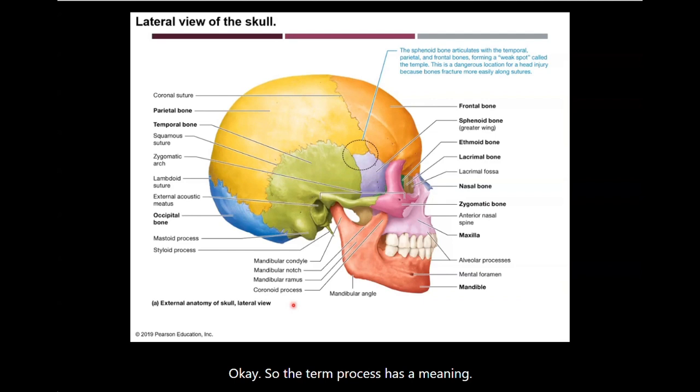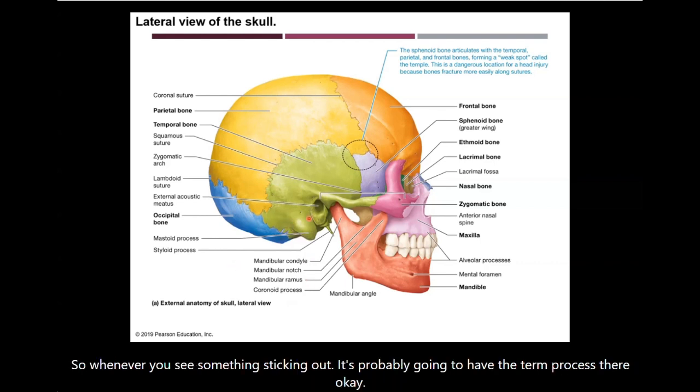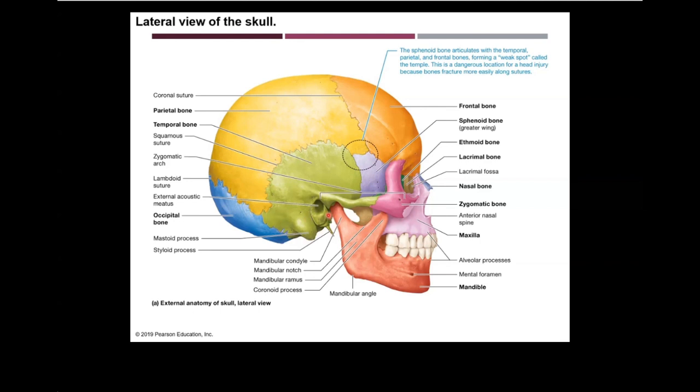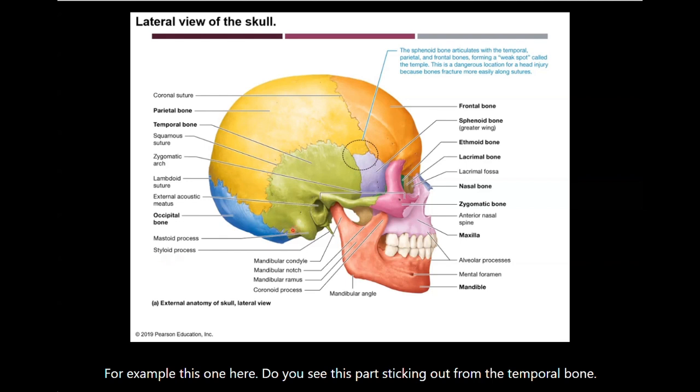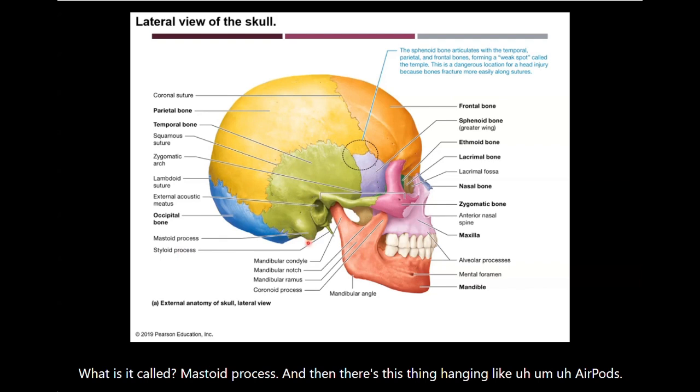Okay, so the term process has a meaning in anatomy. Process refers to a projection or outgrowth of a tissue, like an extension of a bone. So whenever you see something sticking out, it's probably going to have the term process there. For example, do you see this part sticking out from the temporal bone? That's called the mastoid process. What is it called? Mastoid process.